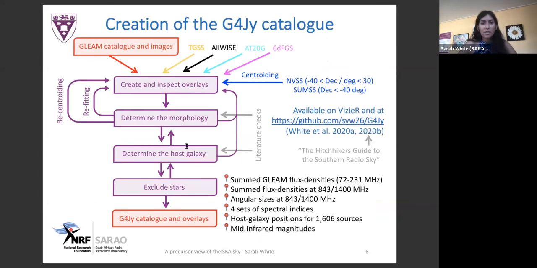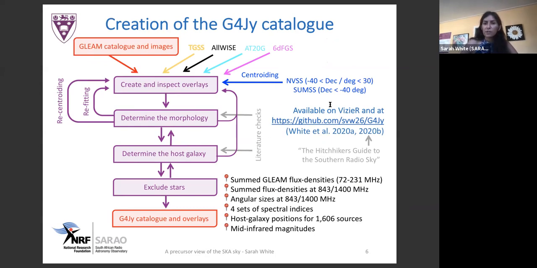Now, in creating the Gleam-4-Jansky catalog, we conducted several passes of visual inspection using multi-wavelength data sets. And the key bits of information we provide in this value-added catalog is an indication of the radio morphology and, crucially, that host galaxy identification, because that's what allows us to cross-match these multi-component radio sources with information at other wavelengths.